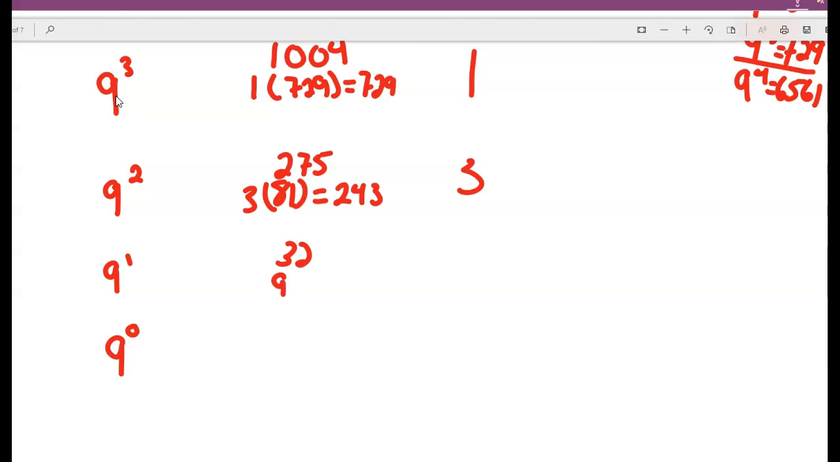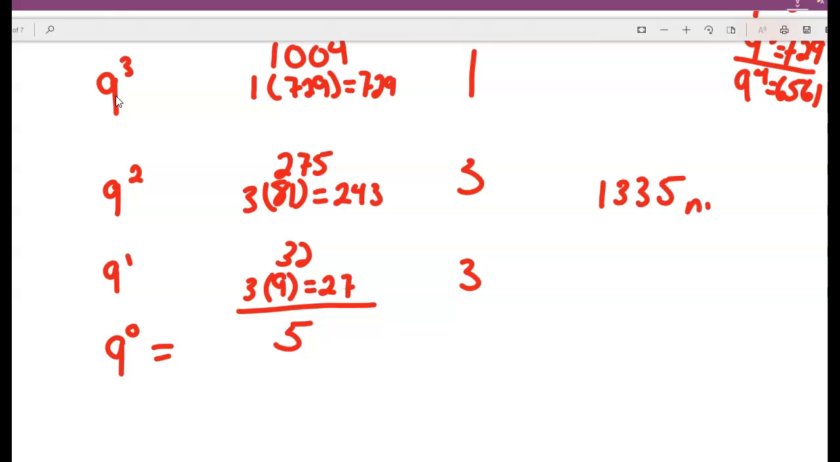So then I'm going to see how many times 9 goes into 32. And that's going to also be a 3. So 32 minus 27 will give me 5. And when we get to the 9 to the 0, we're kind of done, and we read from the top down. So I have 1, 3, 3, 5, and this is in base 9.